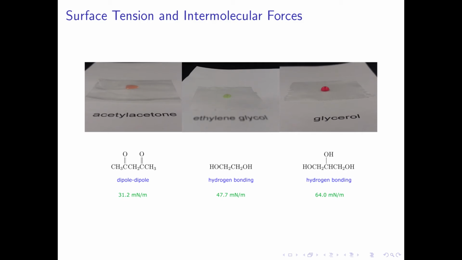Acetyl-acetone has a surface tension of 31.2 millinewtons per meter. Ethylene glycol has a surface tension of 47.7 millinewtons per meter, and glycerol has a surface tension of 64.0 millinewtons per meter.